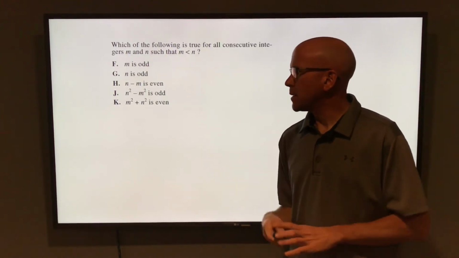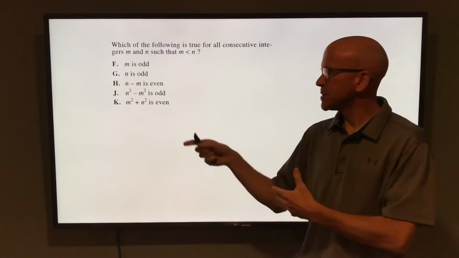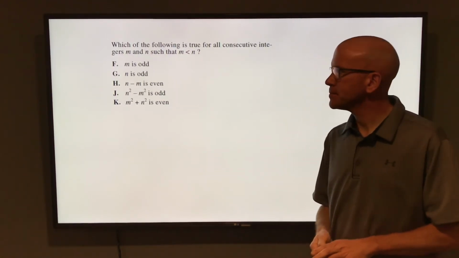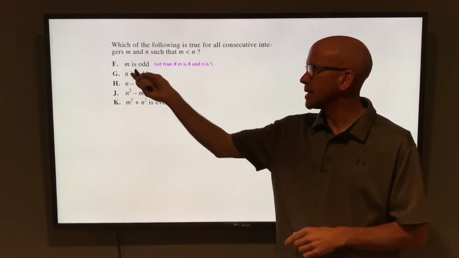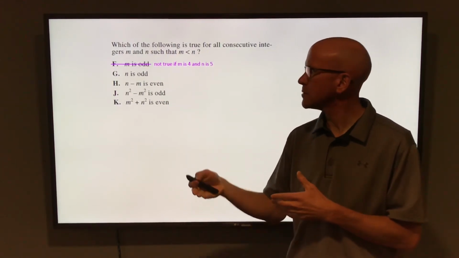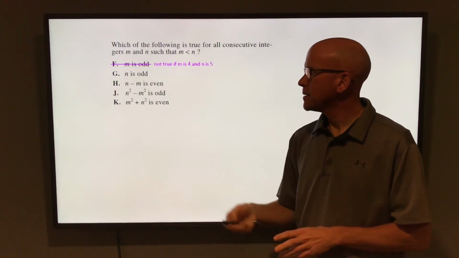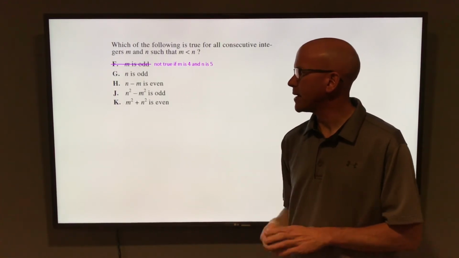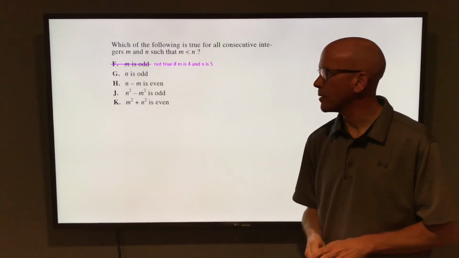So m needs to be less than n. Well, what I would do is think of examples that prove each of these wrong. For the first one, if m is odd, that wouldn't be true if m is 4 and n is 5. Those are consecutive integers where m is less than n. So m being 4 and n being 5, that proves letter F wrong.